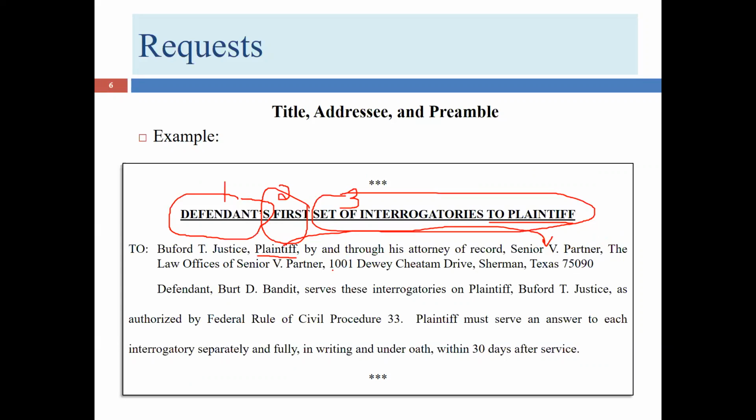And you can see that we have listed here the address. This is not Mr. Justice's address. This is the address of his attorney. And now we have the preamble section. Defendant Bert D. Bandage serves these interrogatories on Plaintiff Buford T. Justice as authorized by Federal Rule of Civil Procedure 33. Plaintiff must serve an answer to each interrogatory separately and fully in writing and under oath within 30 days after service. Is any of that new information to Mr. Justice's attorney? Of course not. It's just a pro forma thing that people stick in there.